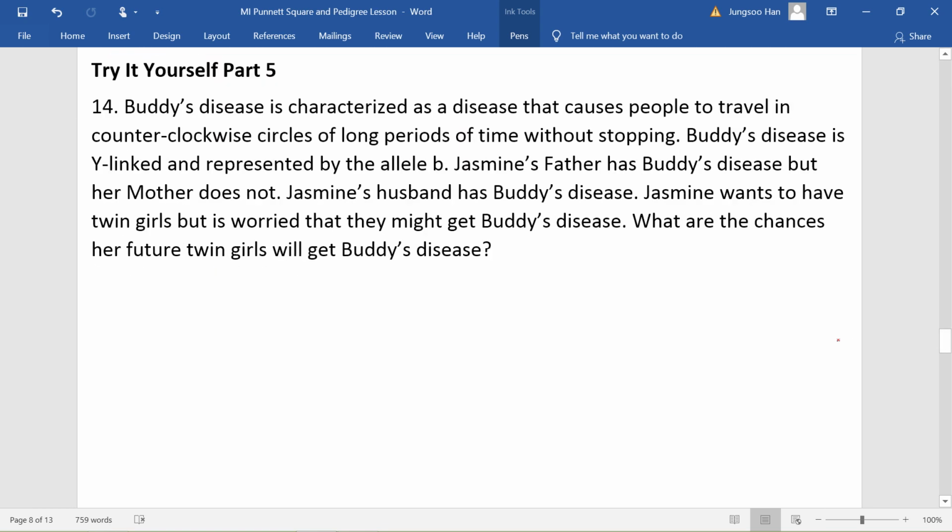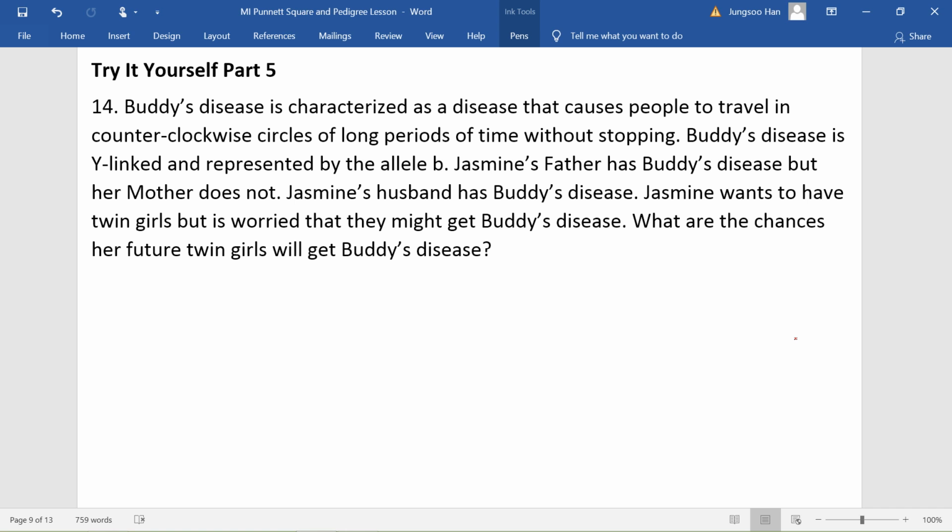Okay. Now let's do try it for yourself part 5. So Buddy's disease is characterized as a disease that causes people to travel in counterclockwise circles for long periods of time without stopping. Buddy's disease is Y-linked and represented by the allele little b. Jasmine's father has Buddy's disease, but her mother does not. Jasmine's husband has Buddy's disease. Jasmine wants to have twin girls, but is worried that she might get Buddy's disease. What are the chances her future twin girls will get Buddy's disease?